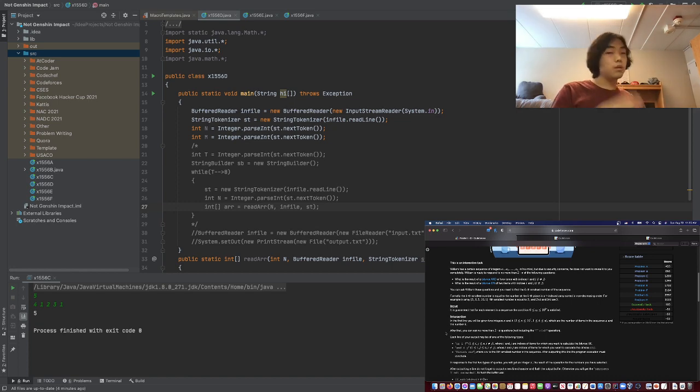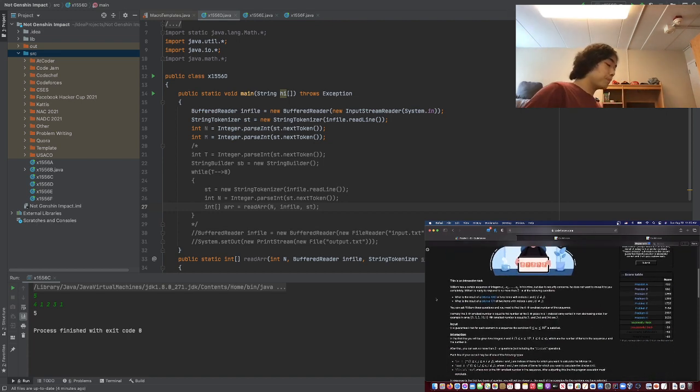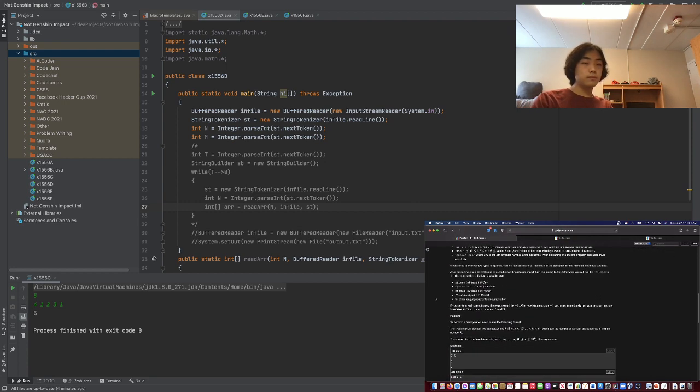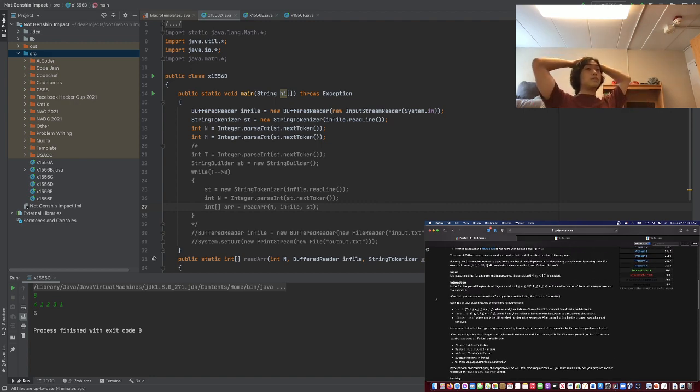So when we query two numbers, I think this means we can always take, what does this mean? What does this mean?